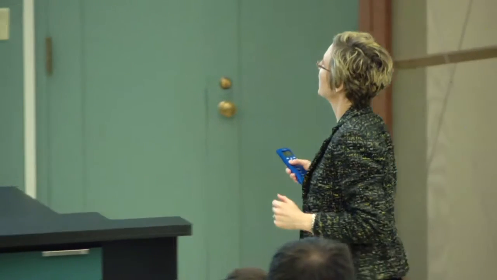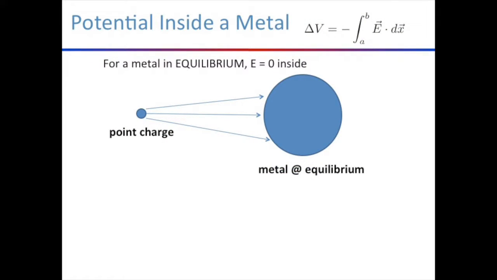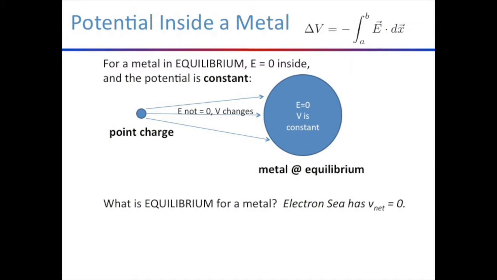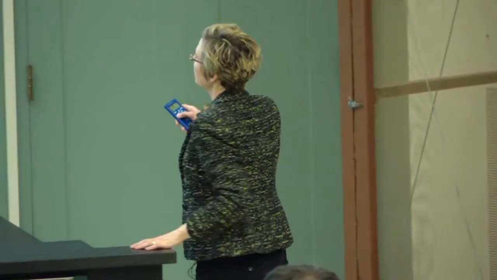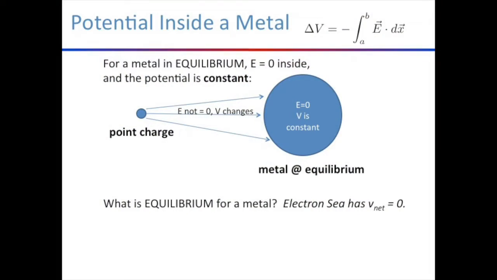So we want to think about what that means for the potential. The potential difference is the integral from a to b of the electric field dot dx, and the electric field in the interior is 0. So what's the potential difference in the interior? Okay, so the potential difference must be 0. If the potential difference is 0, then V is constant in the interior of the metal. So 0 net electric field in here means that if it's 5 volts over here, it's 5 volts over there, it's 5 volts over there.